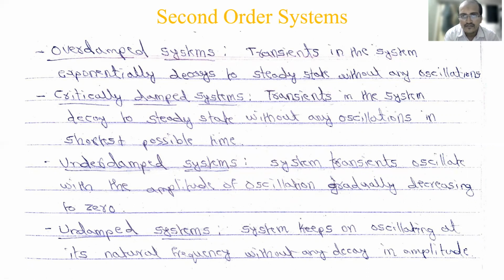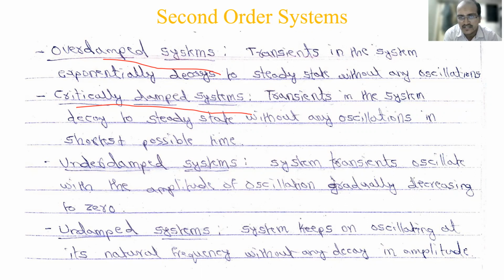The second one is the critically damped system. Transients in the system decay to steady state without any oscillations in the shortest possible time. So zeta is equal to 1, that category. Both look the same, with a little bit of difference in the timing. These two you can clearly see.